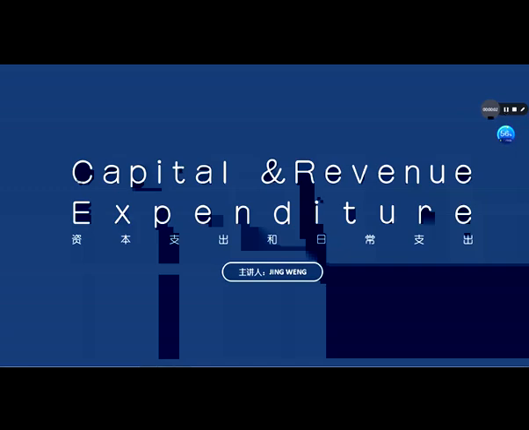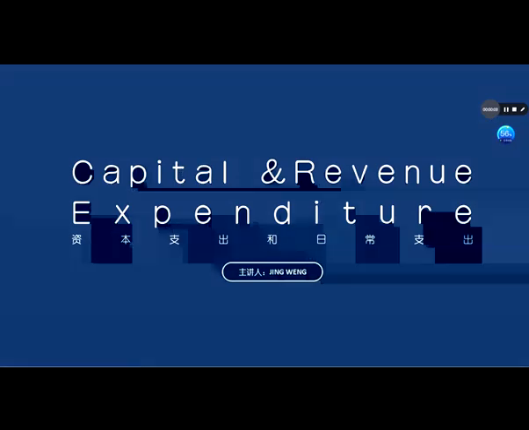As we know, when a business is running, it needs to spend money, and this is called expenditures. From an accounting point of view, there are two types of expenditures. One is called capital expenditure, and another one is called revenue expenditure. Today we're going to learn these two expenditures and the differences between them, and also the accounting treatments of those two expenditures.